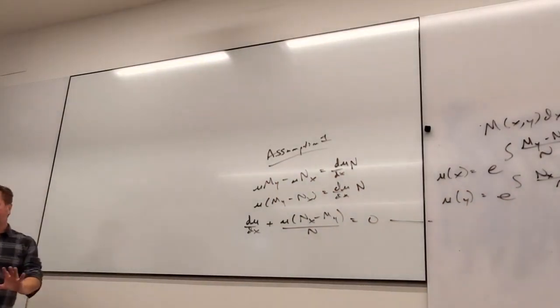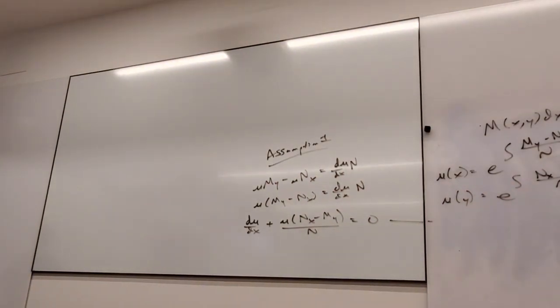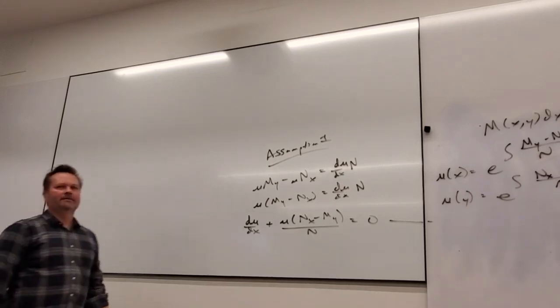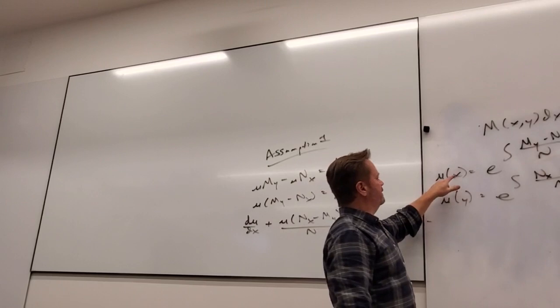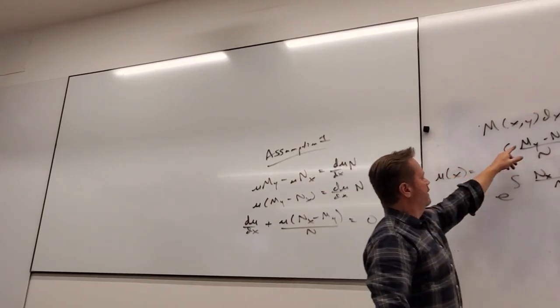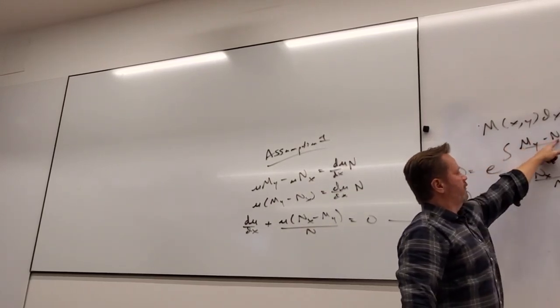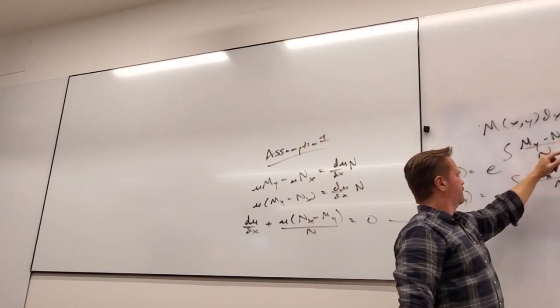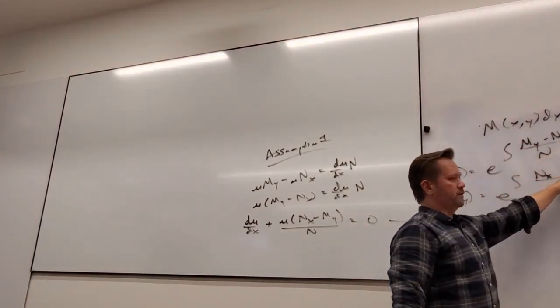Now, very quickly, or not quickly, let's not do anything quickly. The way I remember this is when it's x versus y, M and N are in alphabetical order. And when it's y, they're reversed, right?